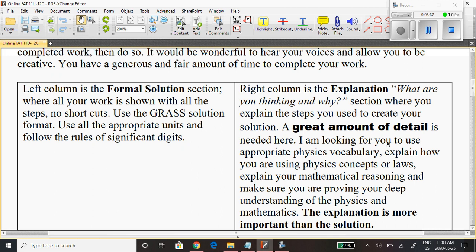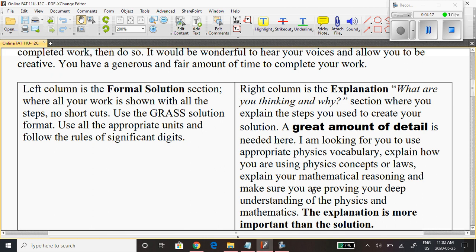I'm looking for you to use appropriate physics vocabulary. That's where a lot of marks are. Are you using the right words? Explain how you are using physics concepts or laws. Are you showing I'm doing this line in the solution because this corresponds to this concept or this corresponds to this law? Explain your mathematical reasoning. Explain mathematically why one line of your solution leads to the next line. What's going on there? And make sure you are proving your deep understanding of the physics and mathematics.